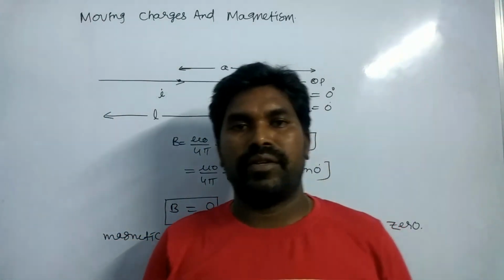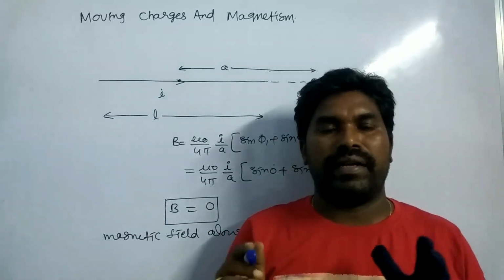So this is the method you have to use to find the magnetic field of a current carrying conductor at any point. Clear?